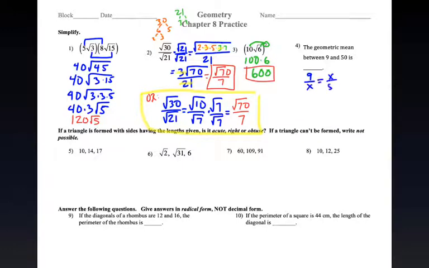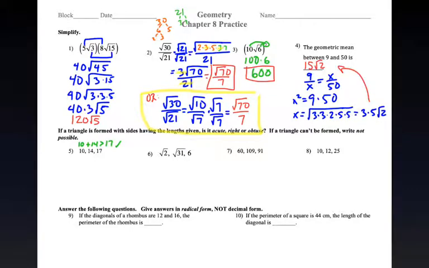The geometric mean is the number where the means are the same. 9 over x equals x over 50 in this case. Multiply the 9 times 50 together. That's 3 times 3 times 2 times 5 times 5. A 3 and a 5 come out. The 2 stays in, and we get 15 square root of 2.